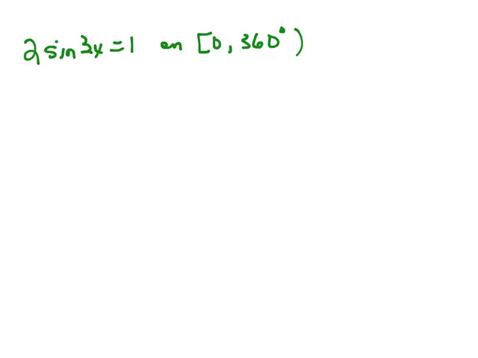Trigonometric equations can also be solved in degrees. So we're going to solve this final multiple angle problem in degrees, and we're going to do it on the interval from 0 to 360. 2 times the sine of 3x equals 1. We want to solve for 3x. So first of all, let's divide by 2 and get the sine of 3x equals 1/2.